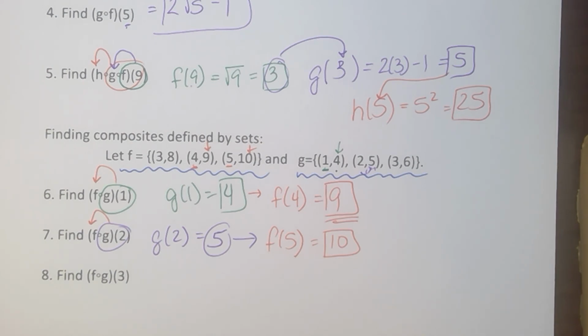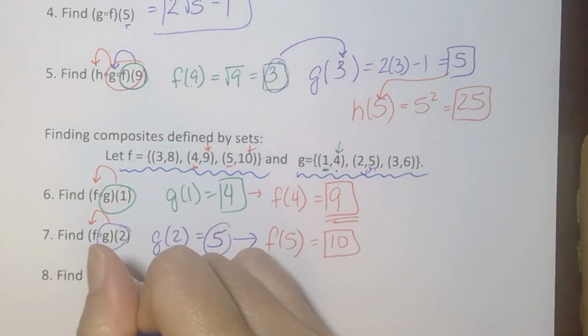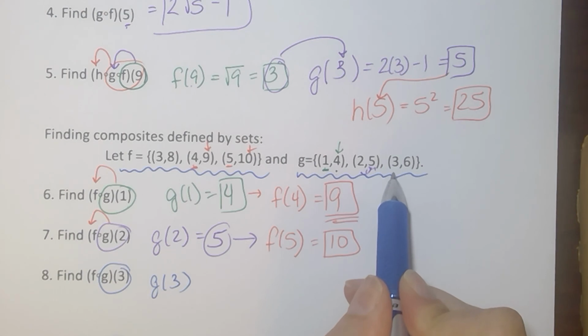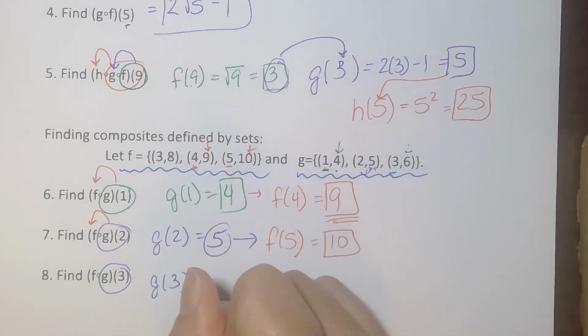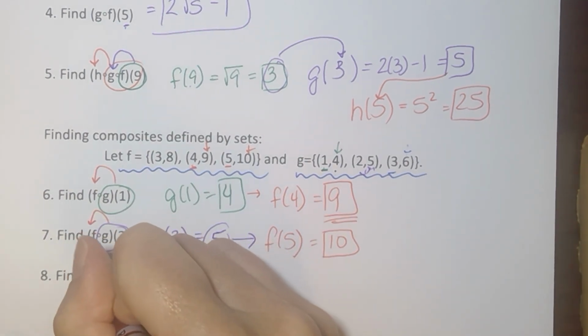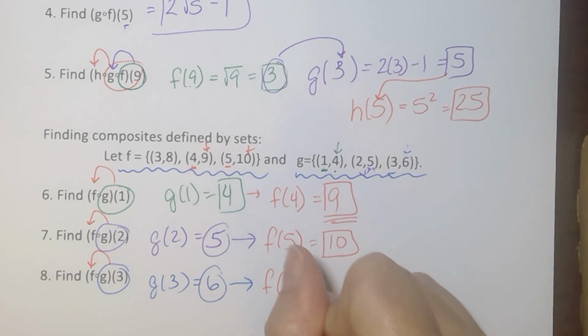And then my last one, f composite g of 3. I start at the end with g of 3. I go over, and where x is 3, my output is 6. The output of that function becomes the input of the next one. So I'm plugging that into the f function, and I want f of 6.